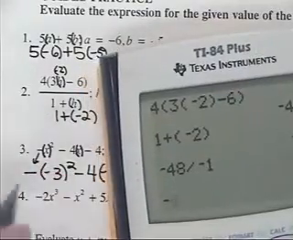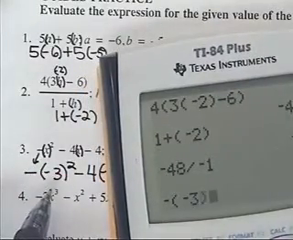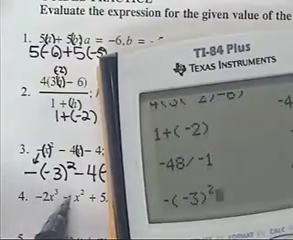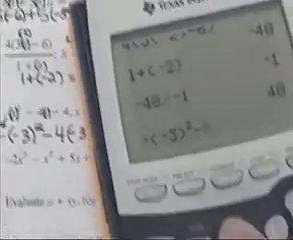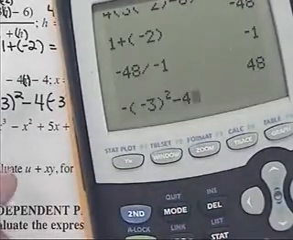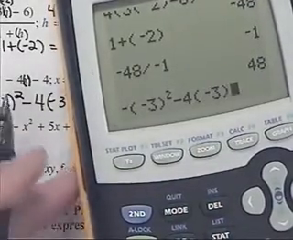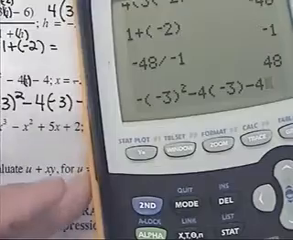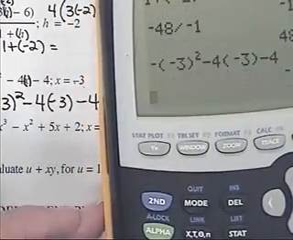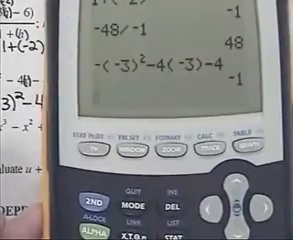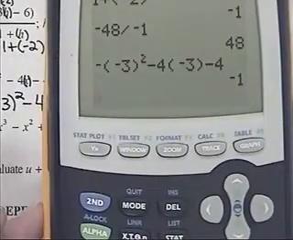Negative, parentheses, -3, close the parentheses and square it, minus 4, parentheses, -3, minus 4. When I press equals, it all comes out to be -1.